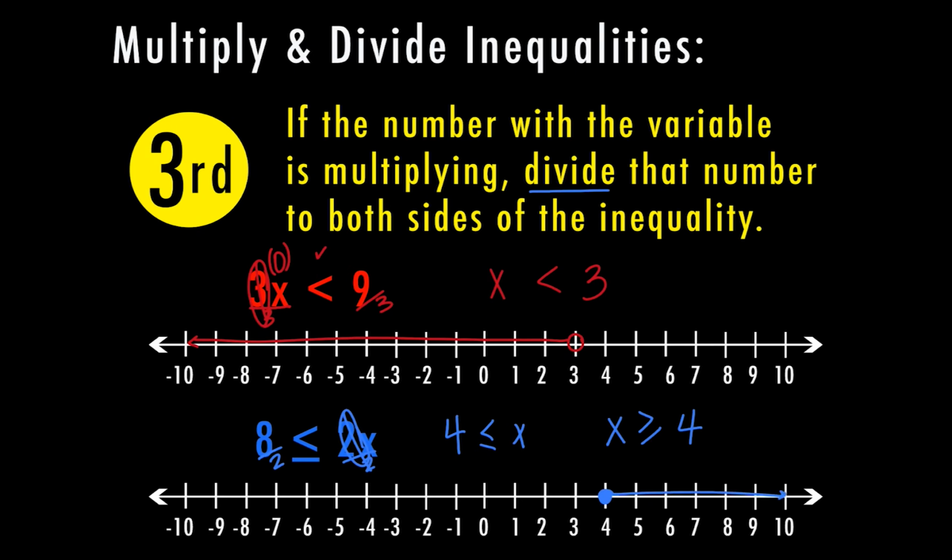So let's try it. 7. I'm going to plug in a 7 here for x. 2 times 7 is 14. And I do know that 8 is less than or equal to 14. So that does check out. So I have shaded in the correct direction.